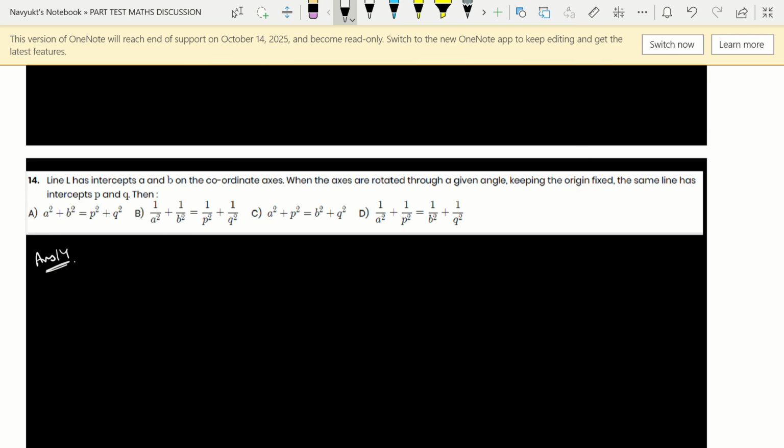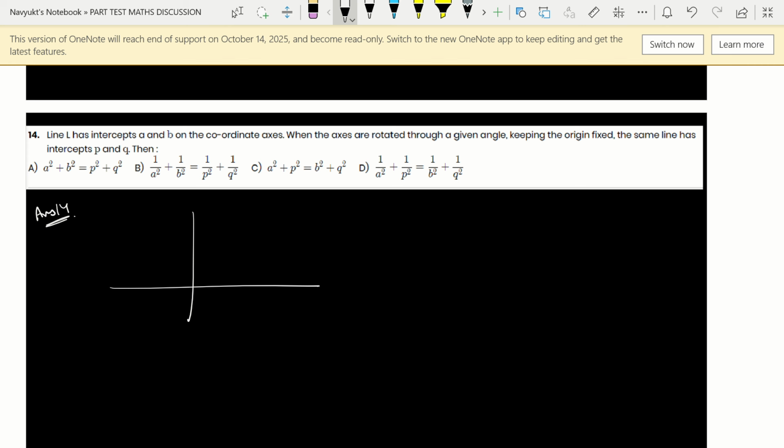So first of all, we can write its equation in that form, in the intercept form. Then the axes are rotated with a given angle. In the origin fixed, the same line has intercepts P and Q. Then what is the relation? Fine. So let's start with this.